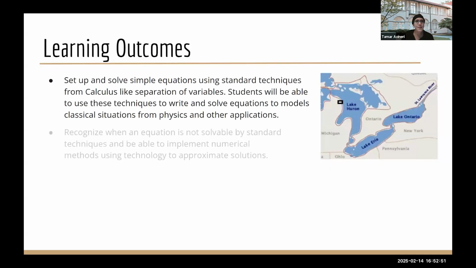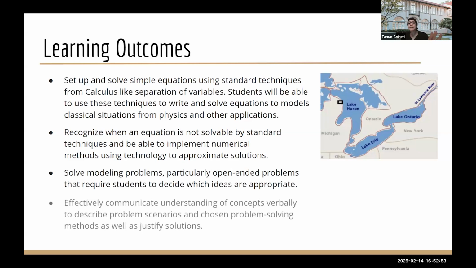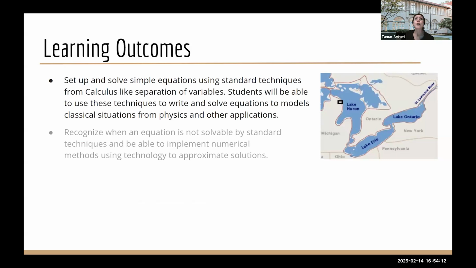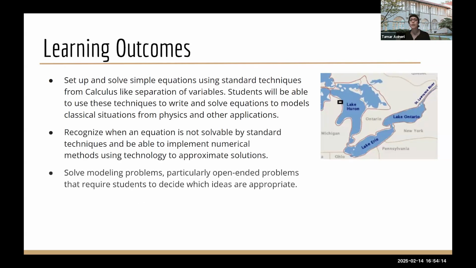Nice. Yeah. So these I list on my syllabus at the very beginning of the course, and it's available to students all throughout the semester. But I think it's kind of nice. I know I like to revisit them as I'm teaching the course and ensuring that I'm actually hitting all of these. And I think this problem does so much to address the learning outcomes. So yeah, setting up and solving simple equations using standard techniques from calculus, like separation of variables.